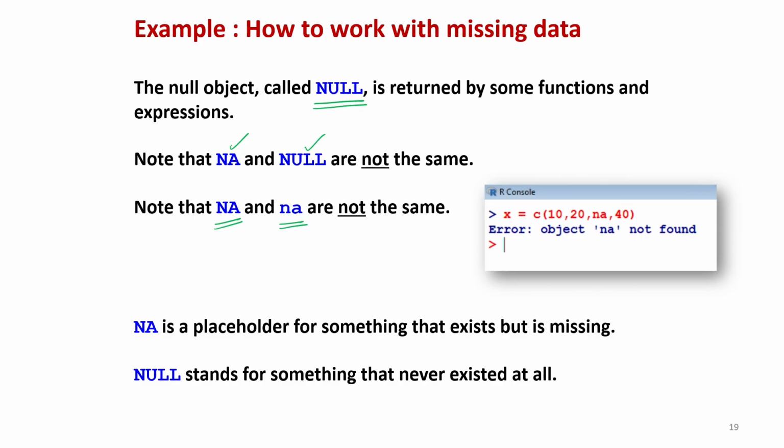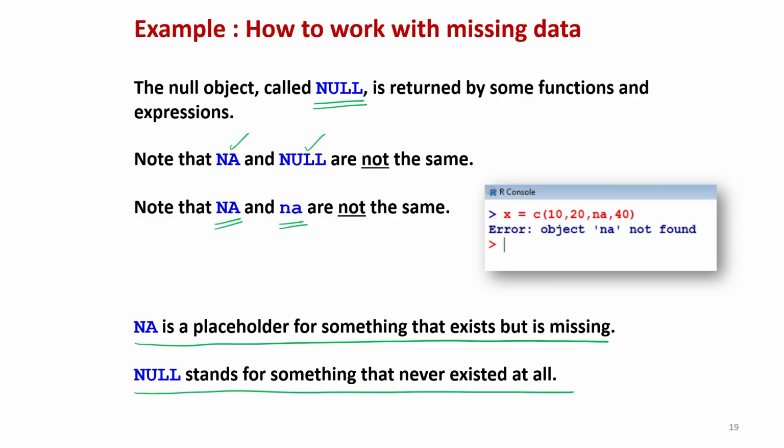The difference between NA and NULL is that NA is a placeholder for something that existed but is missing. And NULL stands for something that never existed at all. For example, I took the example of survey data where we have to collect the data from, say, house number 1, 2, 3, 4 and 5. Now there is no house number 6. So if you ask me what is the data for house number 6, then my answer will be NULL, because there was no house number 6. I have to collect the data only for house number 1, 2, 3, 4 and 5.